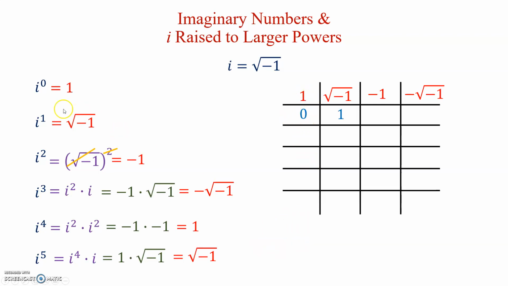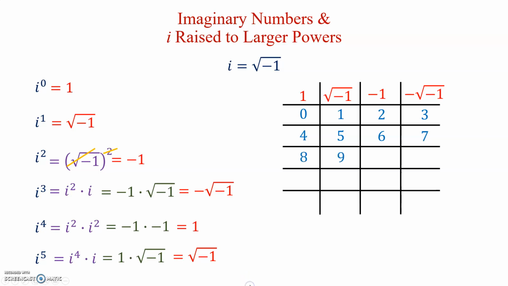I to the first, square root of -1. I to the second, I squared, is -1. I to the third, and we saw I to the fourth starts the sequence again. I to the fifth, square root of -1. So we can continue with the assumption, I to the sixth, -1. I to the seventh, negative square root of -1.